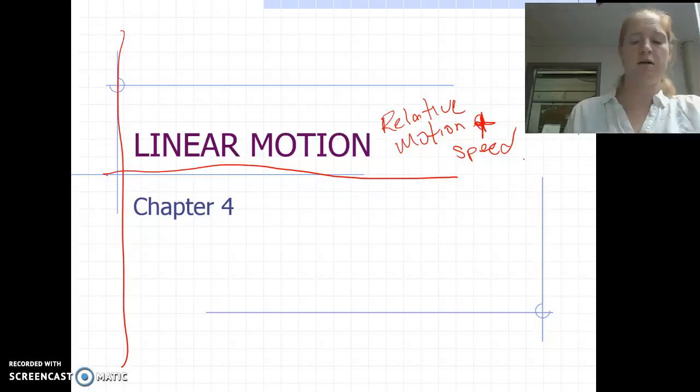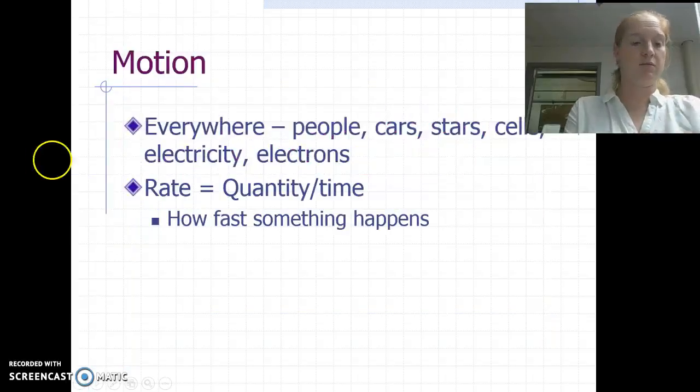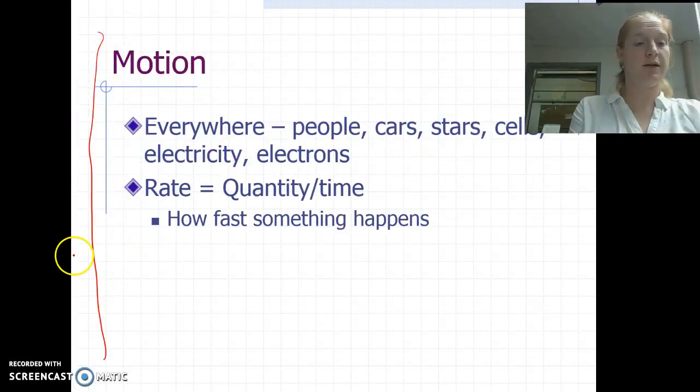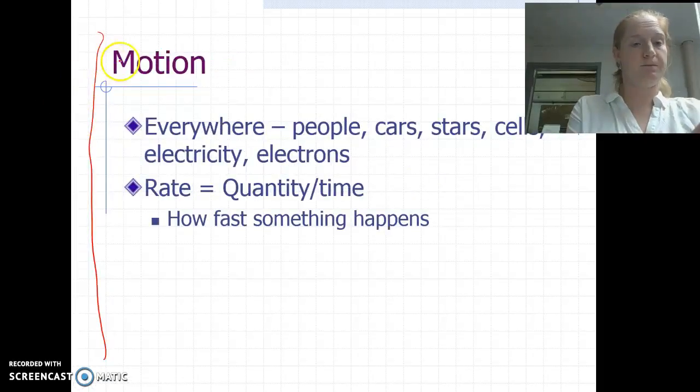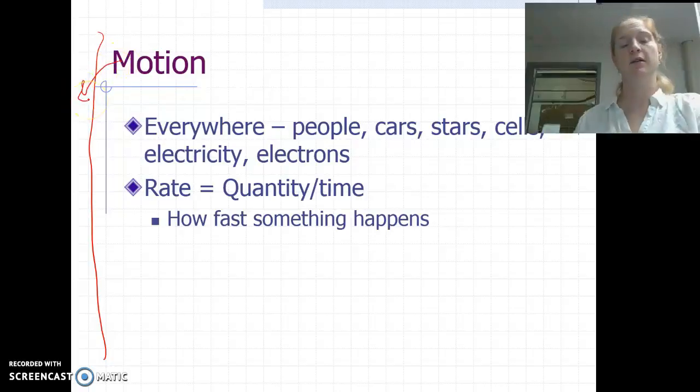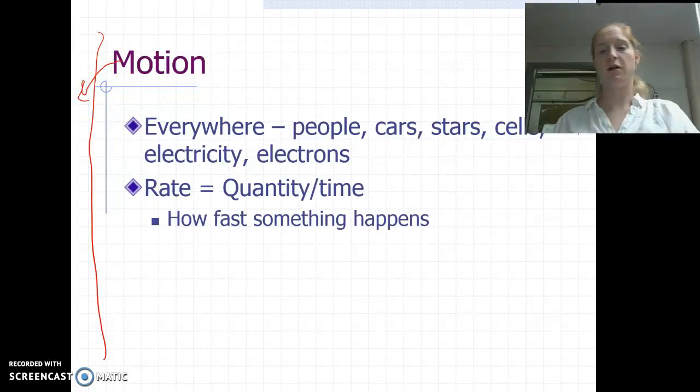Okay, first thing you should be aware of, over here in the side, you might say motion. Motion should be a side thing, one of your headings. You know it's everywhere. Cars have it. Stars have it. Everything has motion. Okay? Living or non-living things have motion.